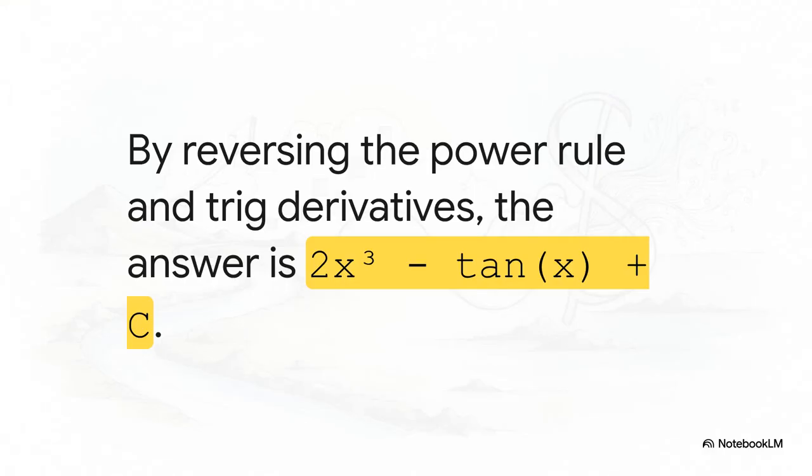So for that 6x squared part, we just reverse the power rule, which gives us 2x cubed. Now for the secant squared part, you gotta reach back in your memory for those trig derivatives. Remember that the derivative of tan x is secant squared x? So the integral of secant squared is just tan x. We put it all together, remember our minus sign, and tack on the plus c at the end. Final answer, 2x cubed minus tan x plus c.